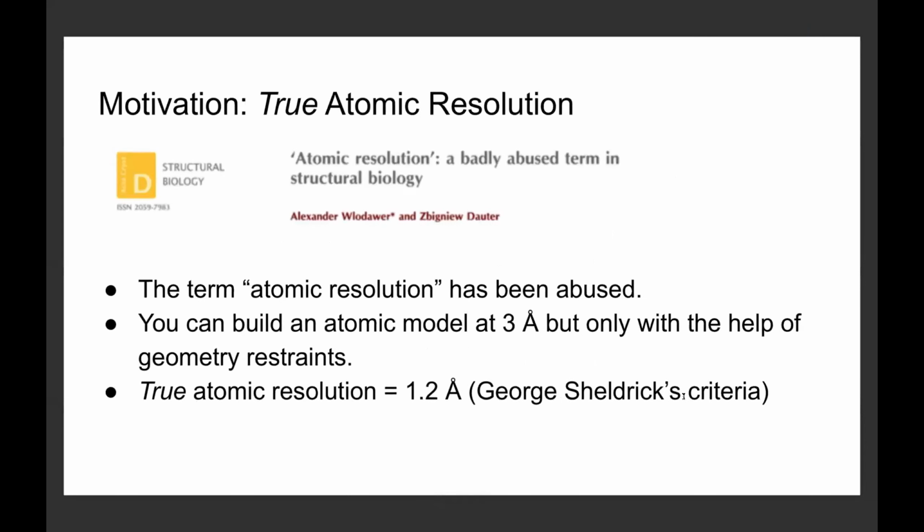So first, what is atomic resolution? Unfortunately, the term atomic resolution has been abused, as pointed out in this Acta Crystallographica paper. Indeed, you can build an atomic model in a 3 angstrom map, but this is only with the help of geometric restraints, so you are not actually observing individual atoms per se. In crystallography, there is a very famous and traditional criterion of atomic resolution, which is 1.2 angstrom, called Sheldrick's criterion.